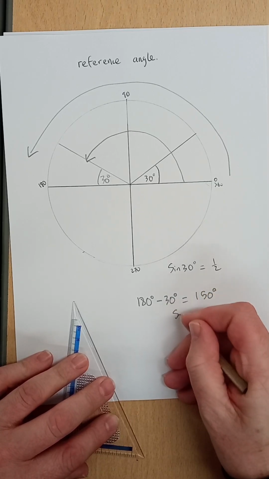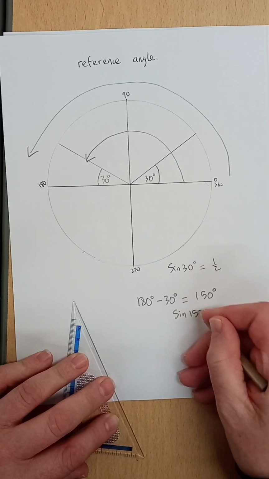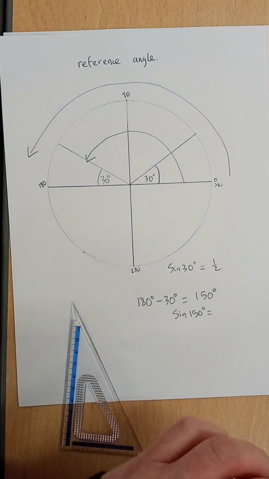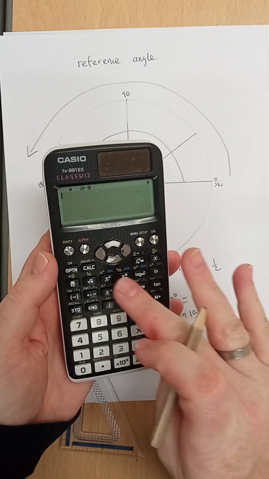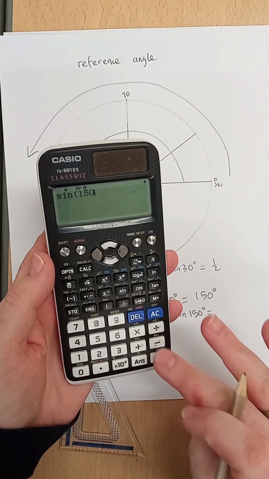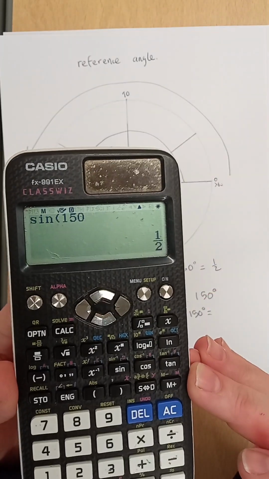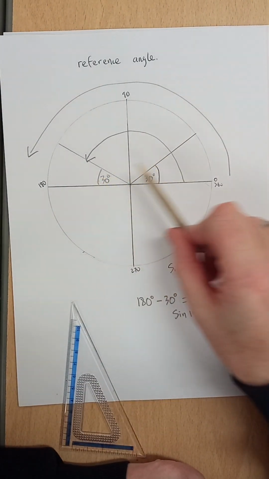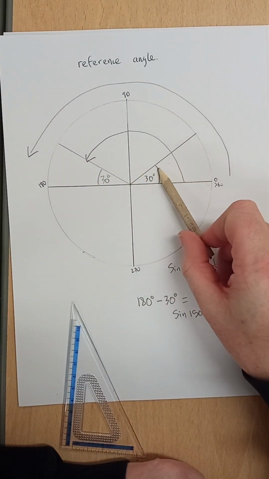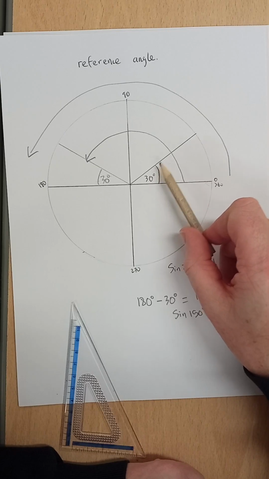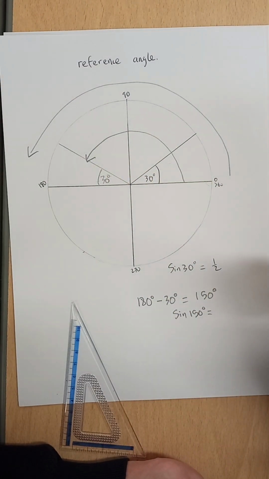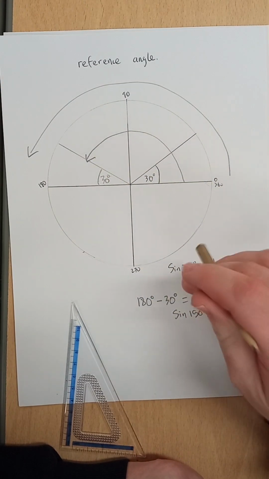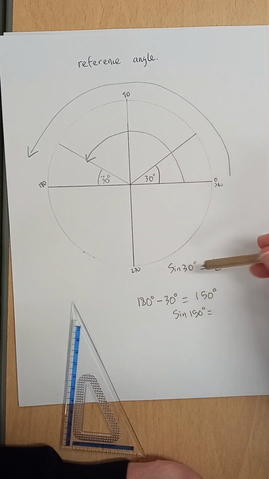So now let's check what the sine of 150 degrees is. I'm going to use my calculator this time. The sine of 150 degrees is a half, the same answer as the sine of 30. So these are my two angles. 30 in the first quadrant and 150 in the second quadrant, they will have the same sine value.